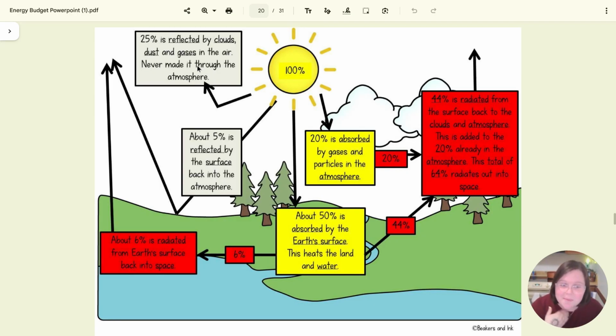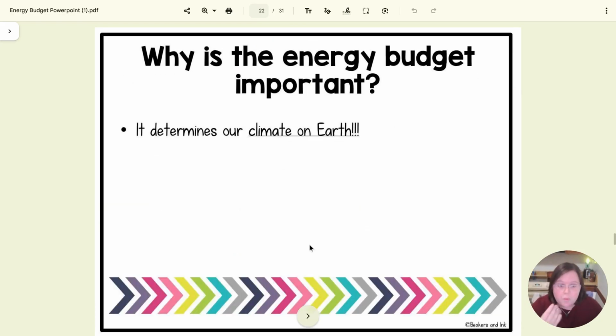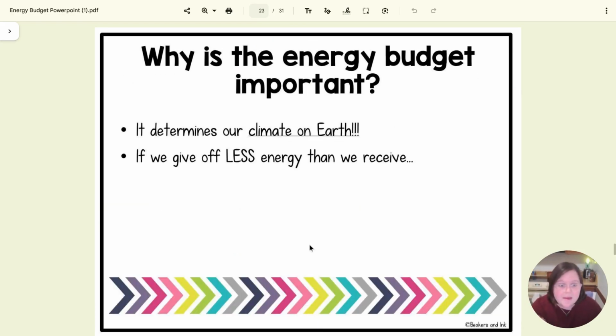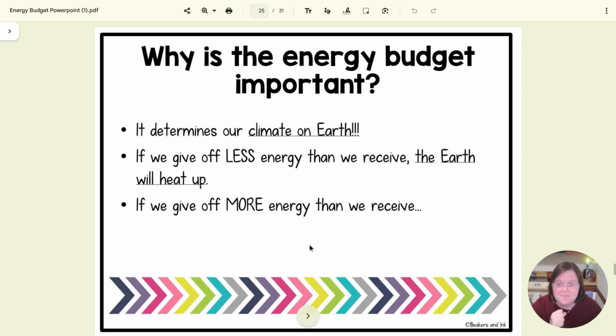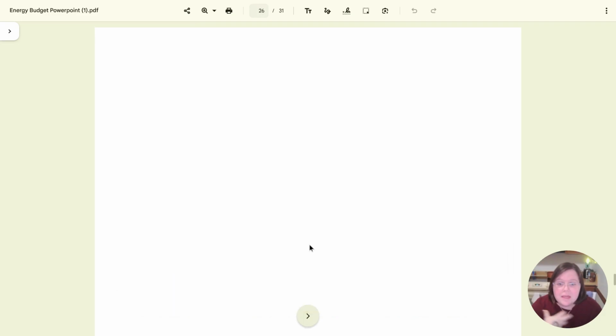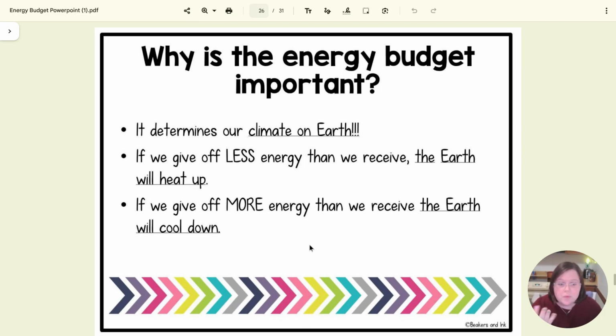Now, for me, that would be a good thing. But for the Earth, saving up heat will cause it to warm up, and that will mess up our climate. It is messing up our climate. Okay? If we give off more than we receive, the Earth would cool down.